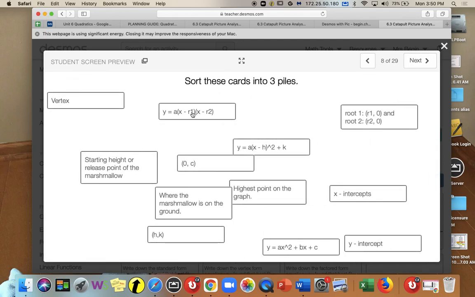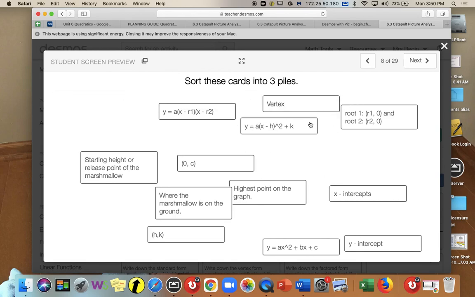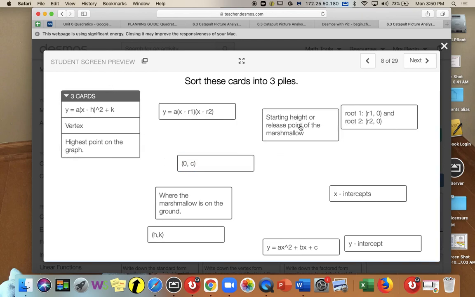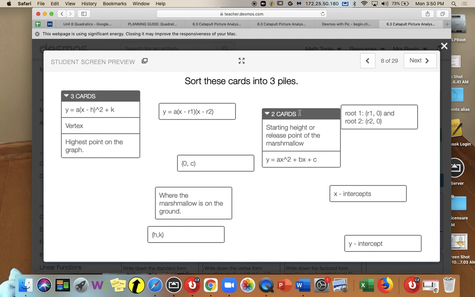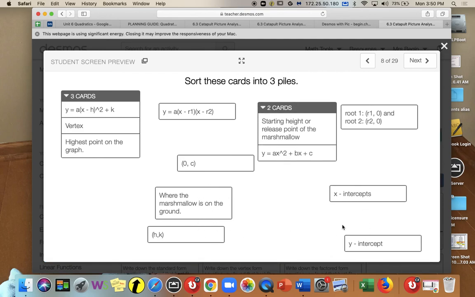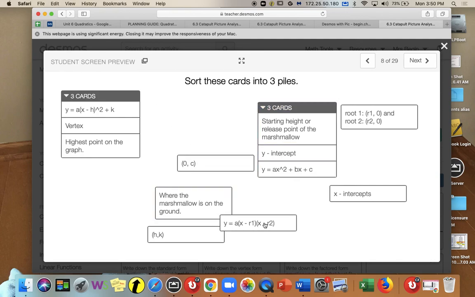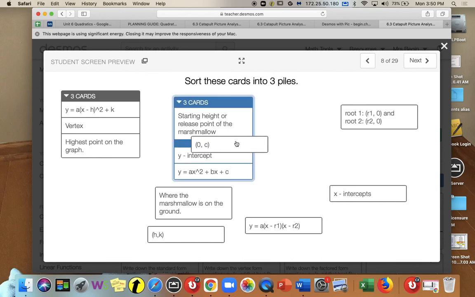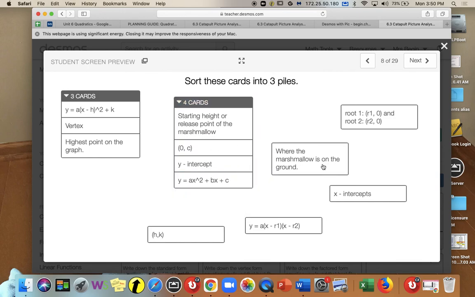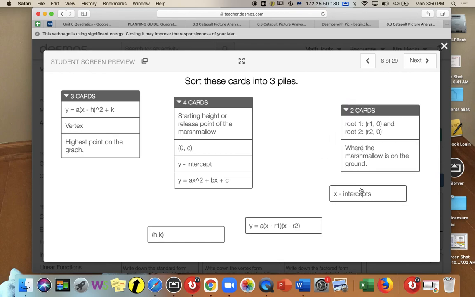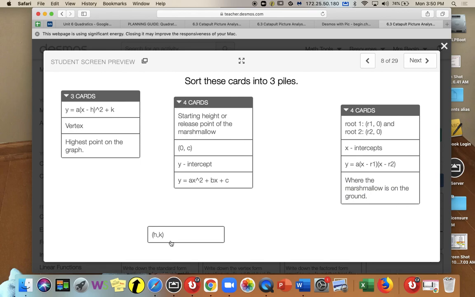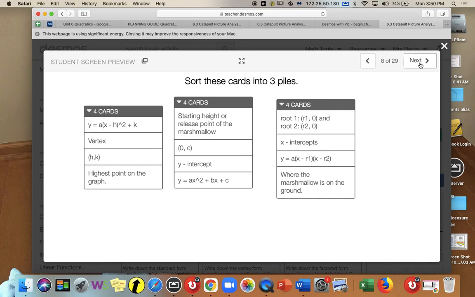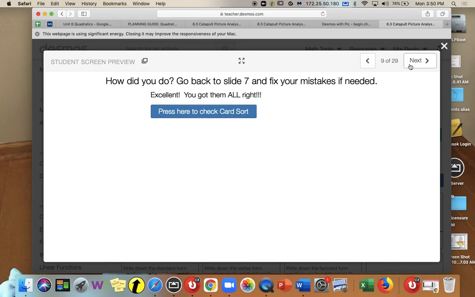Okay, so let's sort these cards into piles. So first was vertex. Where do we find the vertex? Oh, using vertex form. And the vertex was the highest point on the graph. The starting height was like that standard form. And here's standard form, the ax squared plus bx plus c. And that gave us the y-intercept. Do I have the standard form equation? I don't see it. Okay, and then, I'm hiding a card here. Oh, this was the starting value, 0c. All right, where the marshmallow hit the ground, that was these things called roots, R1 and R2, and it gives us the x-intercepts, and it came from there. H and K, that's the vertex. All right, so I've matched them up right here, and we can check our answer. Yay, we got them all right.